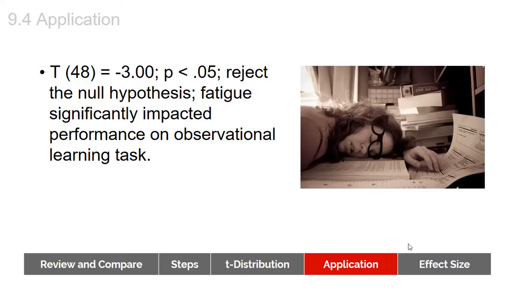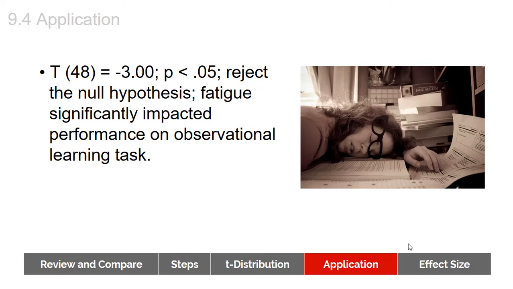Our last step is to make a decision. Are we going to reject the null hypothesis, or are we going to fail to reject the null hypothesis? Well, in this case, our observed t of negative 3.00 is more extreme than the critical value of negative 2.02. That was the t value associated with a preset alpha of a two-tailed test at 0.05. So our t-test shows that we're going to reject the null hypothesis, and we say that fatigue actually significantly impacted performance on an observational learning task.